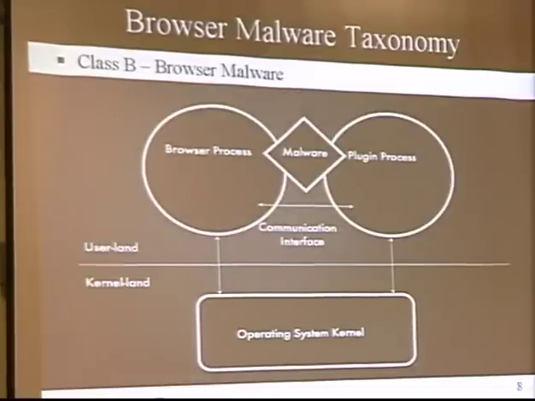Let's get on to the class B. Class B malware exploits the integrity of the plugin architecture in browsers, which is third party, right? Flash, Adobe, Java, and other things. So the malware that exploits a vulnerability in these plugins is the class B malware. What it's going to do afterwards can be anything, dropping anything into the system, but the entry point is the plugin architecture.